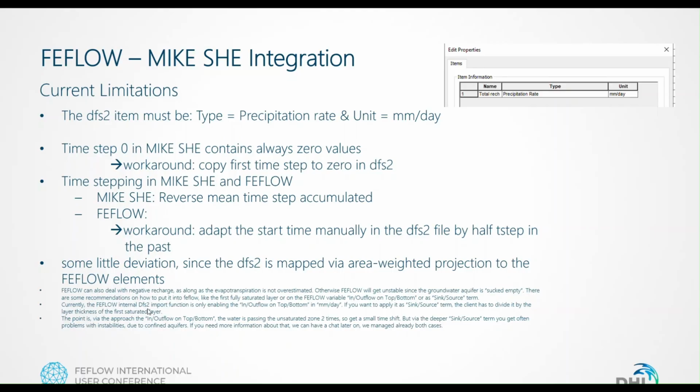Currently, the FEFLOW internal DFS2 import function only enables the in and outflow on top bottom in millimeter per day. If you want to apply it as a sink source, the client has to divide it by the layer thickness of the first saturated layer, because inflow and outflow to top bottom is millimeter per day. Sink source is 1 per second. So you need to divide this by the layer thickness of the one that you want to apply it to. Applying it to a certain layer only works with a script that you can request from me.